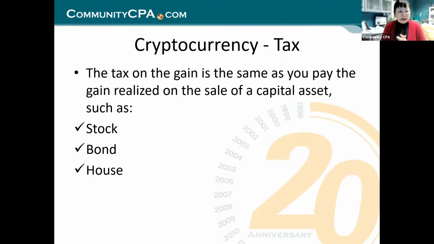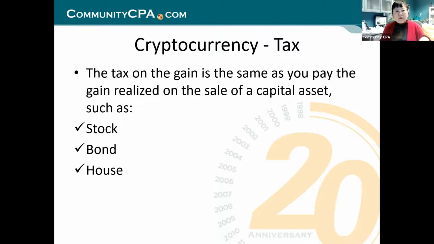And the tax on gain is the same as what you pay on gain realized on the sale of capital assets. So for example, you sell your house, okay? You had a capital gain. And even though the residential home capital gain was exempted up to 500,000 as a married couple in one shot, you still report that. You report on your tax form the sale of the asset, then you select the exemptions. That's why you don't get taxed.